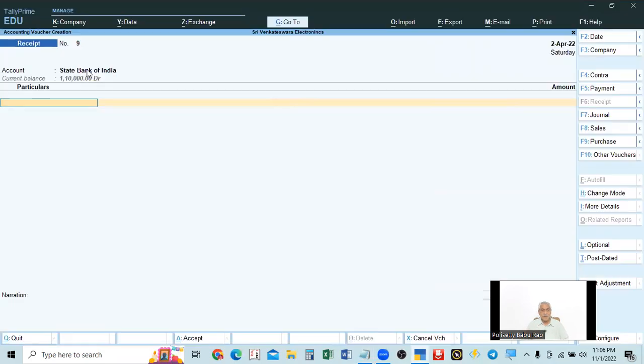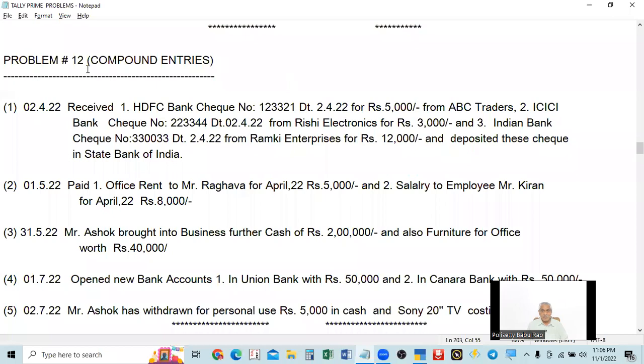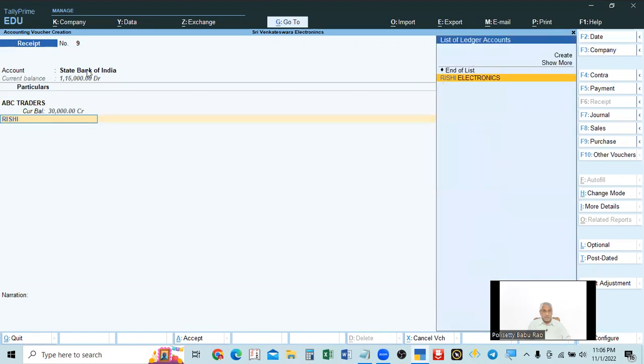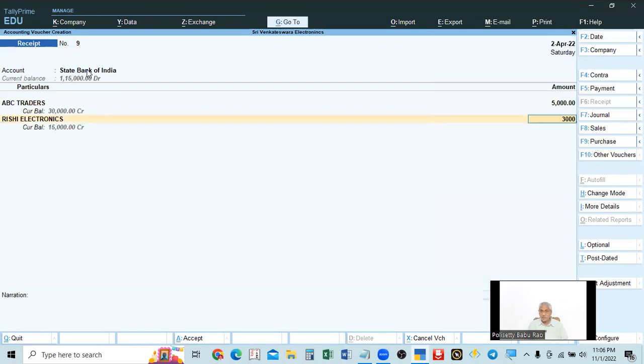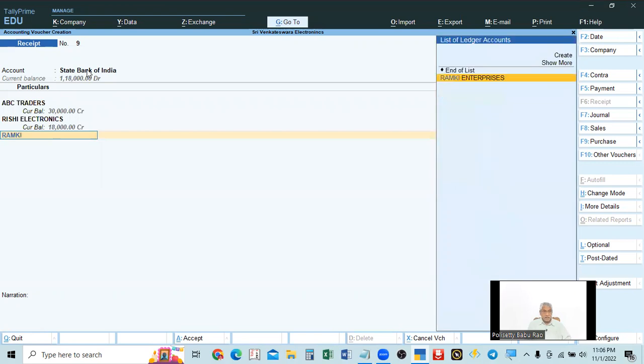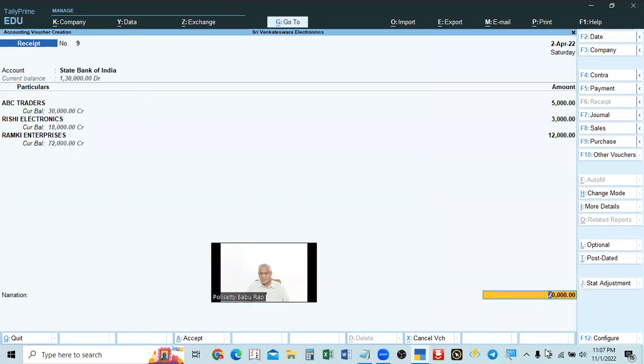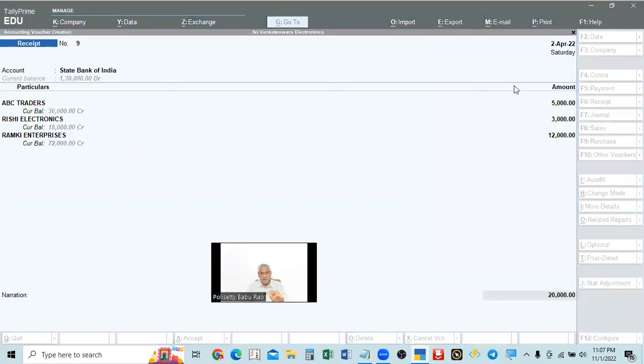And here we have to enter all the 3 names. One is ABC Traders, 5,000 rupees. Next one is Rishi Enterprises, 3,000 rupees. Then Ramki Enterprises, 12,000 rupees. The total amount will be shown here. So this is the total amount of State Bank of India. These are the details for the total.